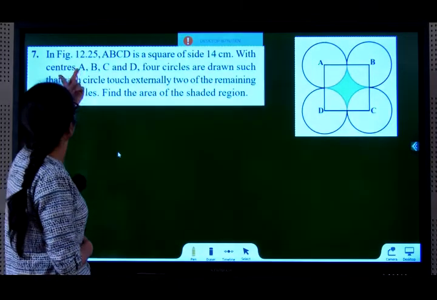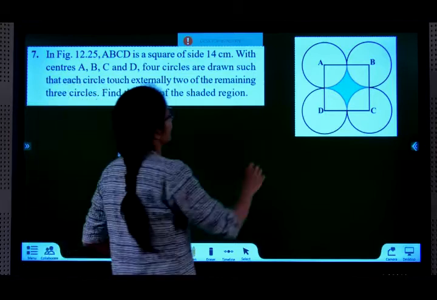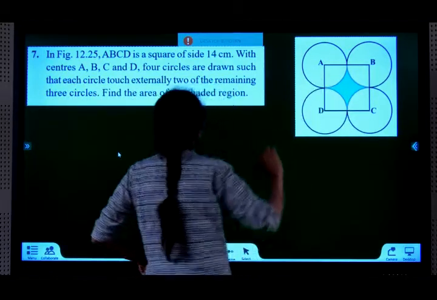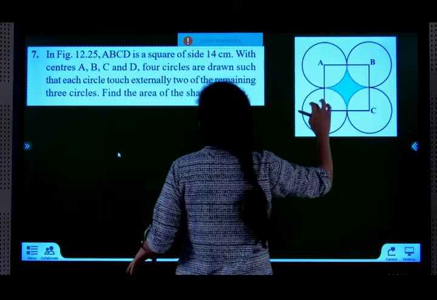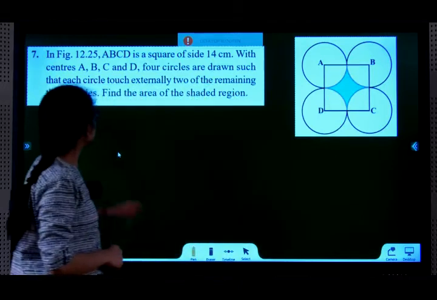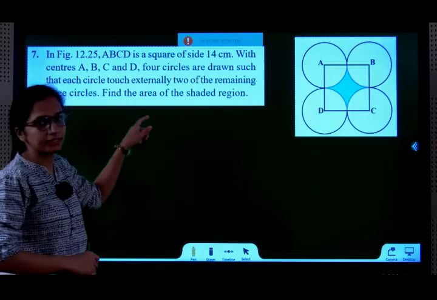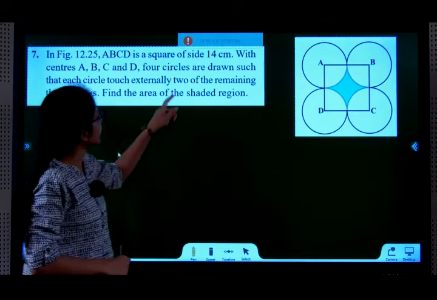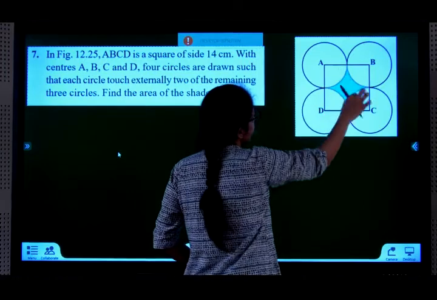Seventh question. In figure 12.25, ABCD is a square of side 14 centimeters. With centers A, B, C and D, 4 circles are drawn such that each circle touches externally 2 of the remaining 3 circles. Find the area of the shaded region. Very simple. Area of the square minus area of the 4 quadrants.